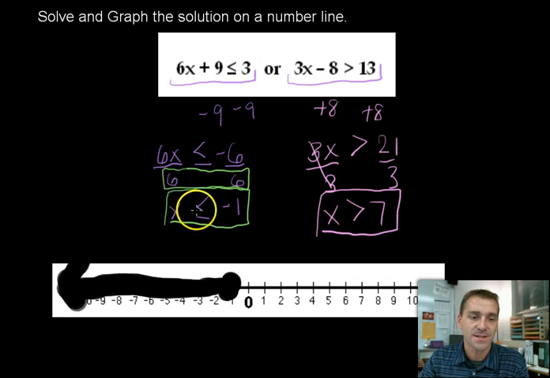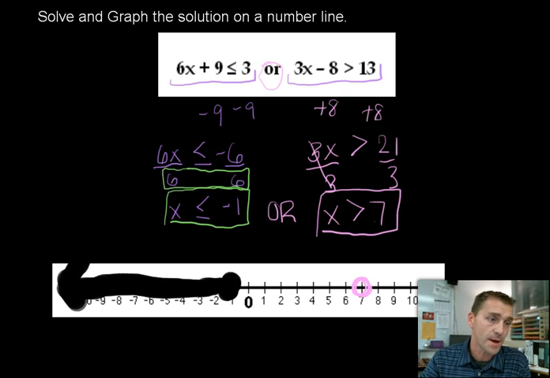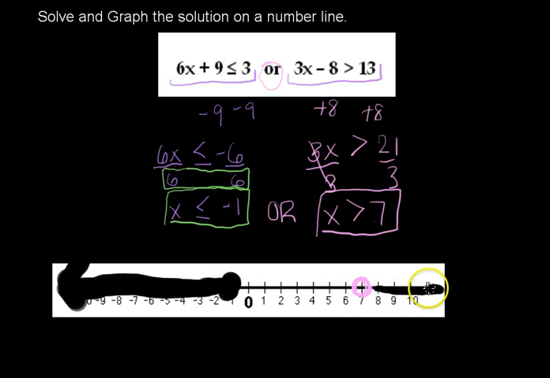So either x is less than negative 1 or x is greater than 7. Well, let's graph that. It's an open circle on 7, and this is not facing the letter, so I must shade to the right. So when I shade to the right, that's going to look like this. Now what I want you to notice is this.